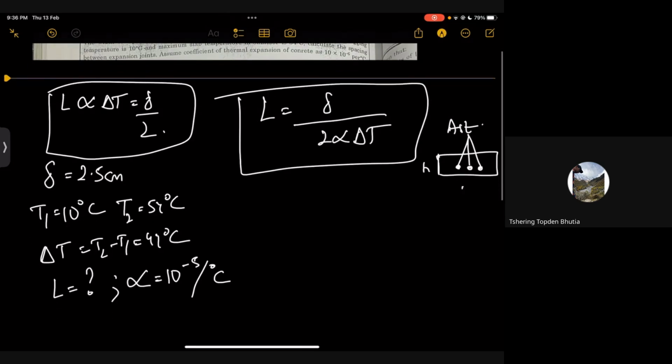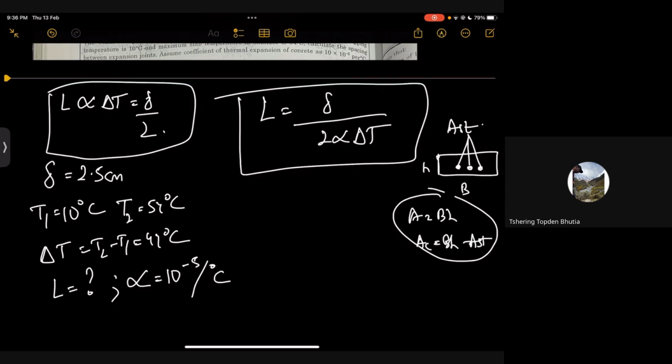Entire, suppose h by b, bh, right? Then the area of concrete is bh minus Ast, the total area of steel. Basically you do this for the concrete, okay? Yes, total area of steel, correct. Please solve this, let's see if you guys are right or wrong.